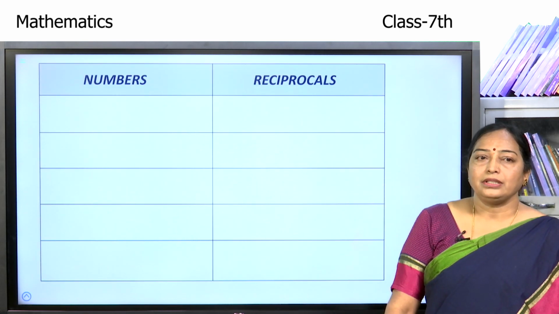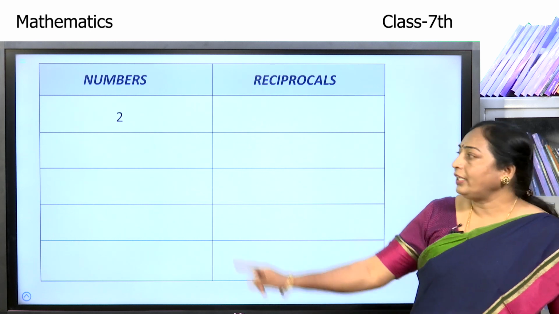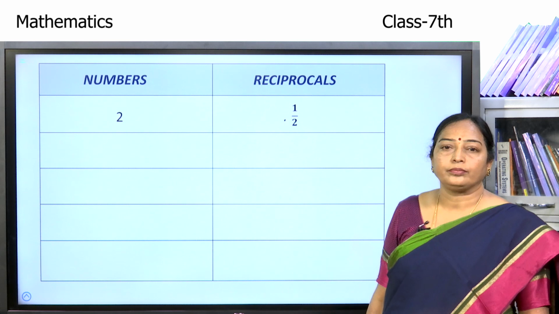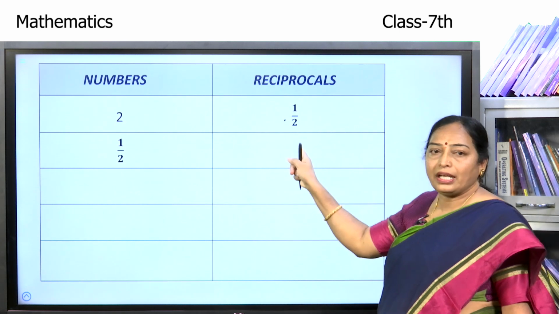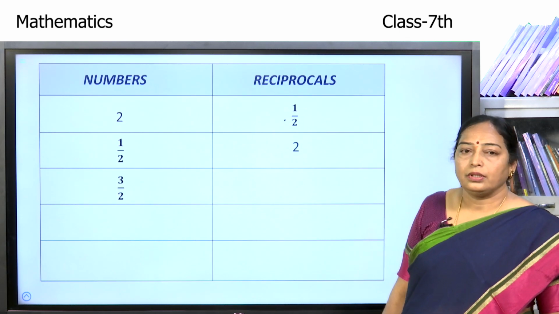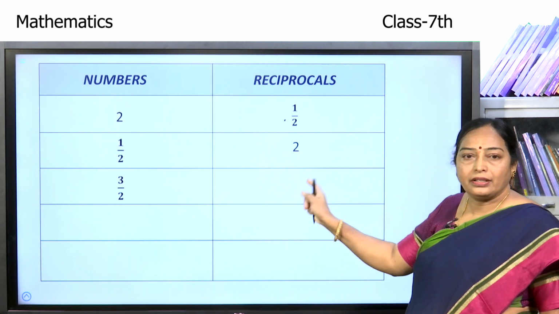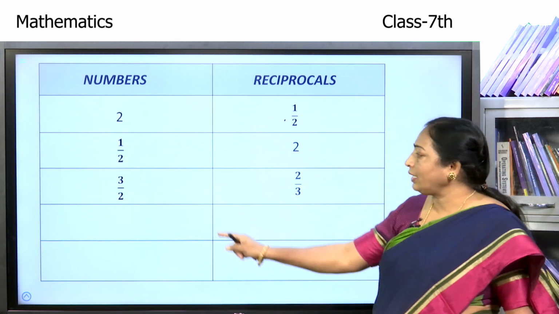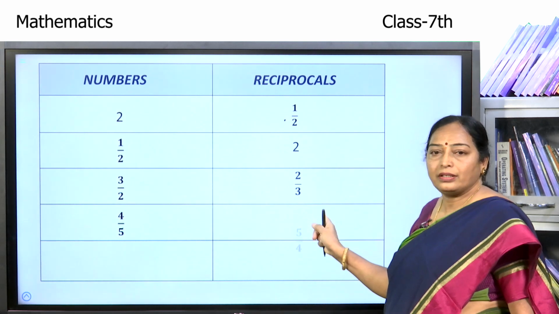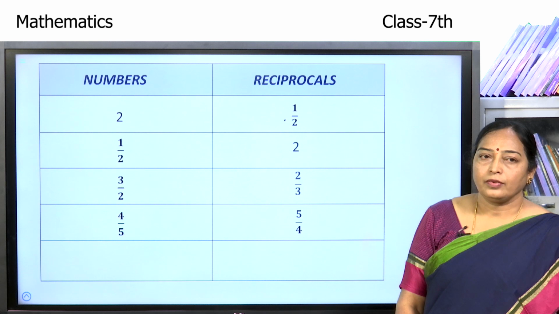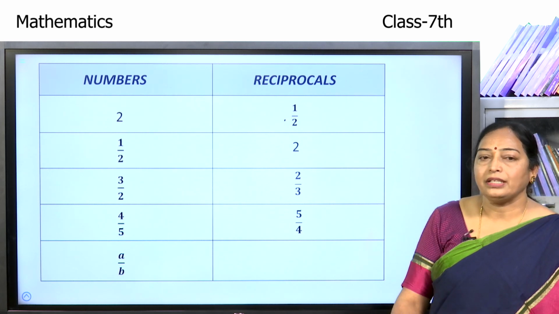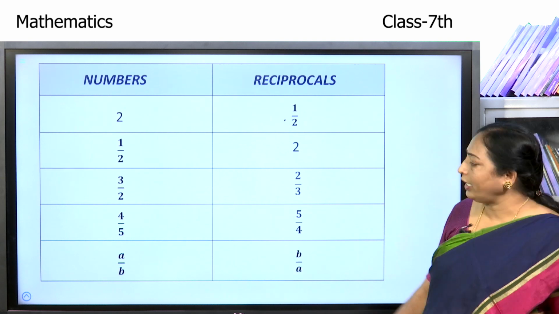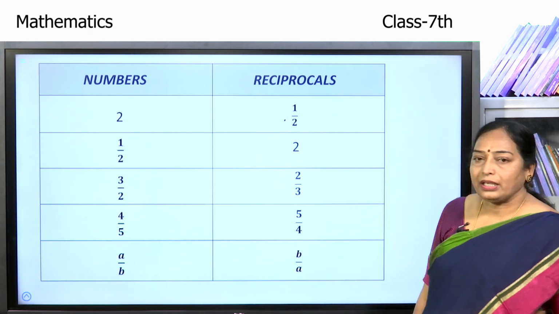Next, take some numbers. By inverting 2, we get 1 by 2. By inverting, that means changing the numerator and denominator, 1 by 2 becomes 2. By inverting 3 by 2, we get 2 by 3. By inverting 4 by 5, we get 5 by 4. If we consider any fraction in the form a by b, how do we invert it? How do we change the numerator and denominator? By inverting a by b, we get b by a.